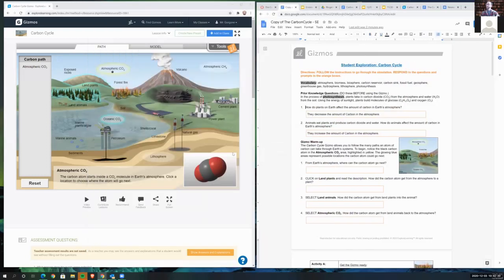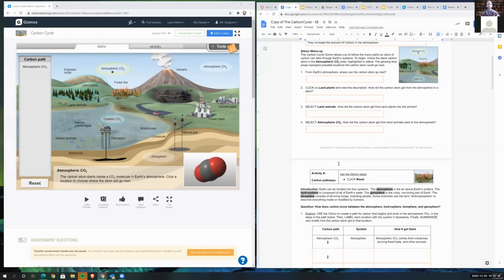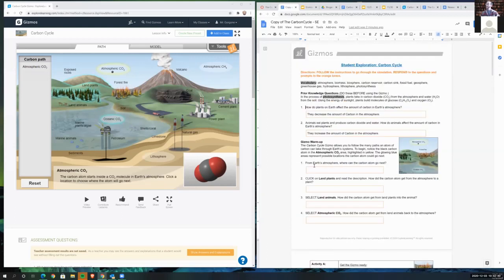Okay, so here's the Gizmo simulation. Here's the student exploration. And I'm going to talk for just a little bit more and then I'm going to let you guys work. So the glowing blue areas represent possible locations for the carbon. This is glowing, right? Let's reset this. And so this is glowing blue. That's not glowing, so that's not where it can go.